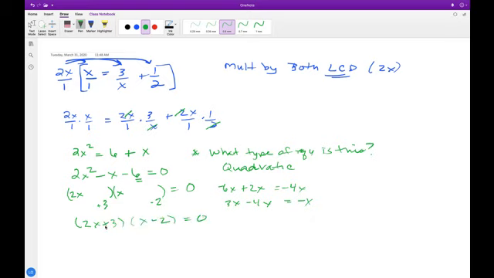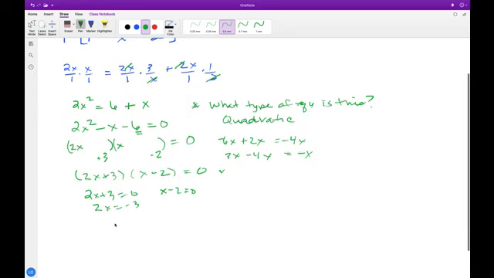Because when I multiply that back out, 2x times x equals 2x squared. Inside gives me 3x. Outside gives me -4x, which is -x. And 3 times -2 is -6. So we successfully factored. So now each factor gets set equal to 0. And this will give me 2x equals -3. So x is -3 over 2. And x is equal to 2.